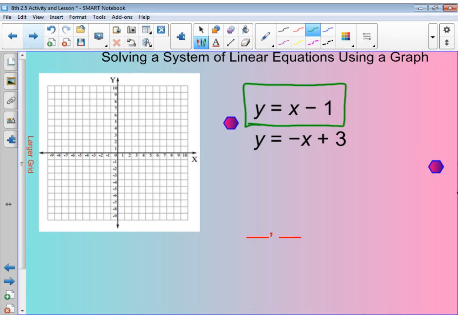So as a reminder, when we graph from the y-intercept, we always have to have our y by itself. This would be our slope. If there's no number, it means there's a 1. And then this is our y-intercept. So this is where we're always going to start.